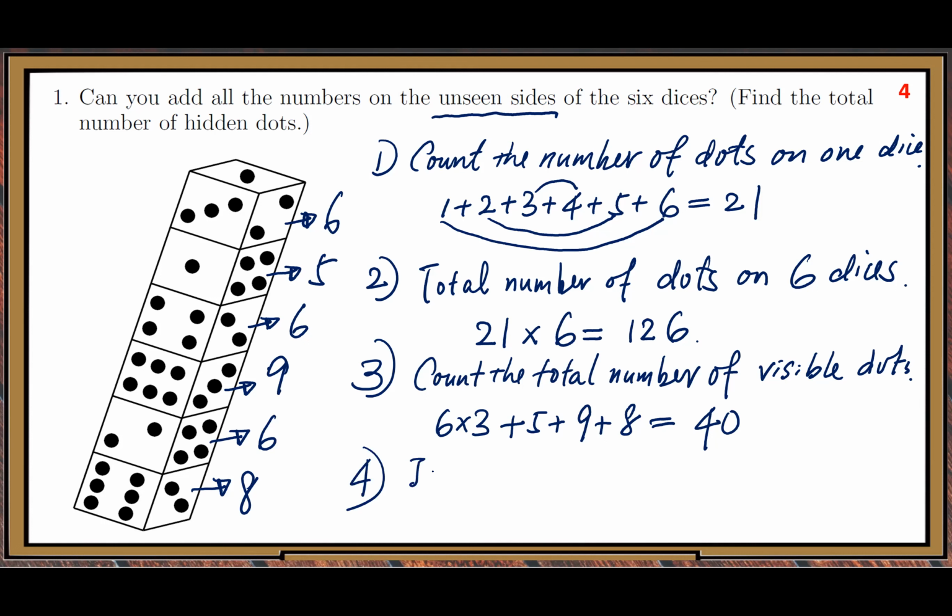The last step, invisible dots: 126 minus 40 is 86. That's the complete solution.